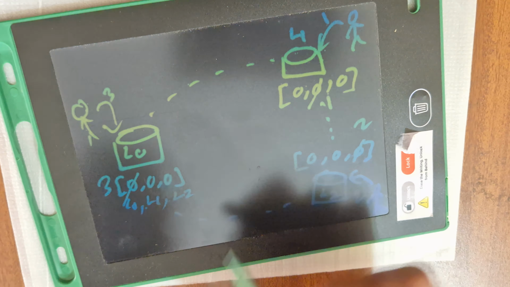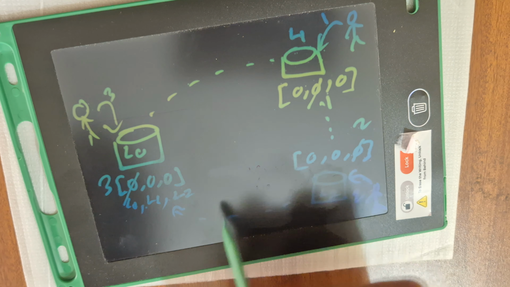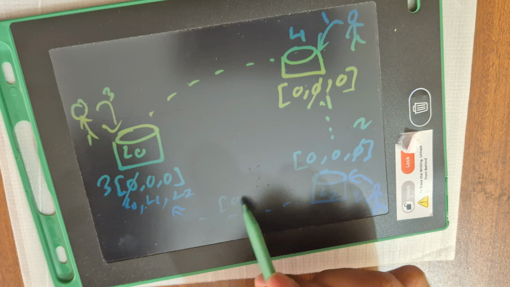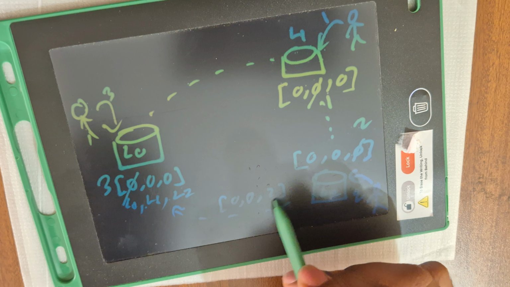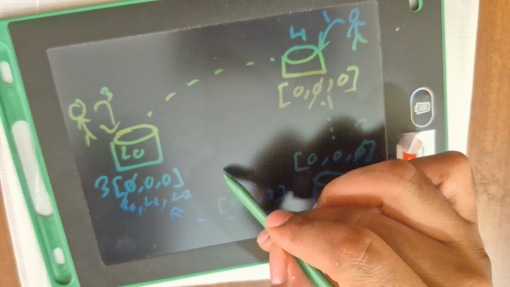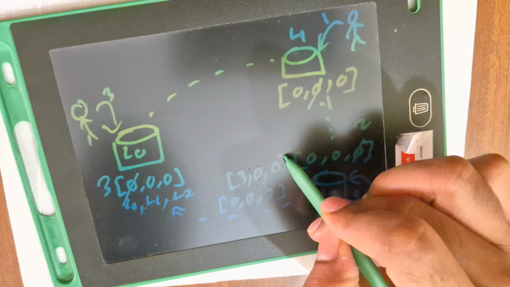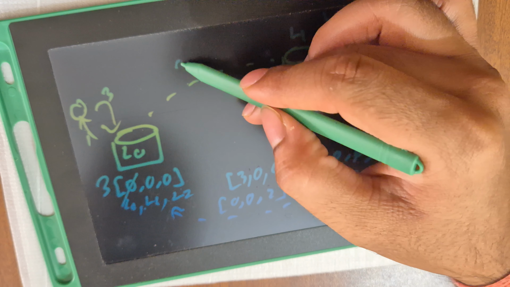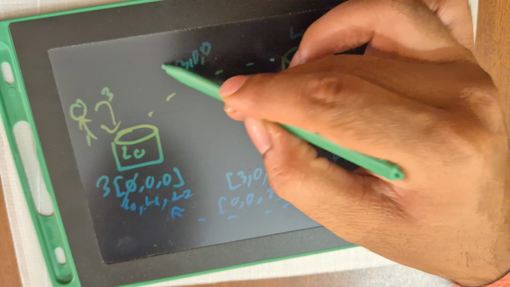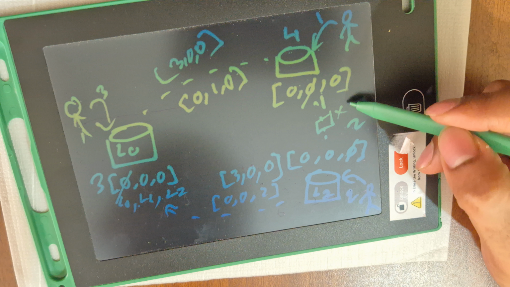When they sync up, this guy sends him 0 comma 0 comma 2. This guy sends 3 comma 0 comma 0. Similarly, he sends over here 3 comma 0 comma 0, and this guy sends here 0 comma 1 comma 0. Let's say because of some reason the router over here is slow or down.